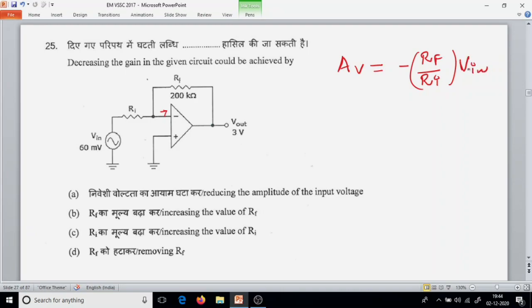Now if you want to reduce the gain, what will you do? The denominator you have to increase. Ri should be increased. If Ri increases, gain decreases. Decreasing the gain of the circuit could be achieved by increasing the value of Ri.